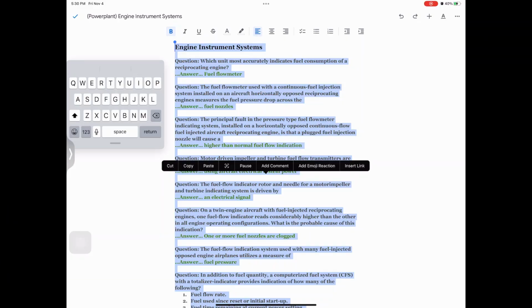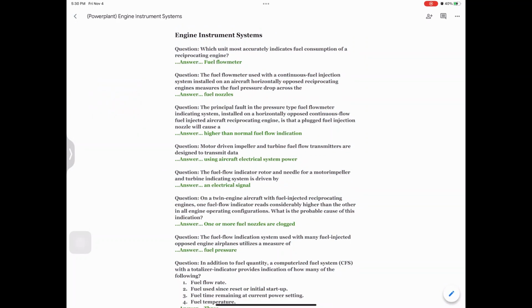Engine instrument systems. Question: which unit most accurately indicates fuel consumption of a reciprocating engine? Answer: fuel flow meter. Question: the fuel flow meter used with a continuous fuel injection system installed on an aircraft horizontally opposed reciprocating engines measures the fuel pressure drop across the, answer, fuel nozzles.